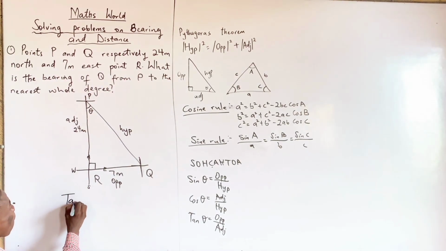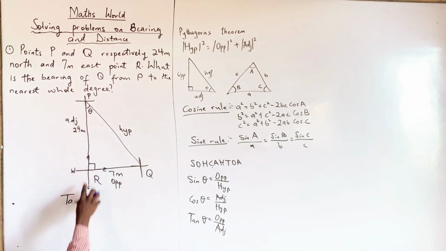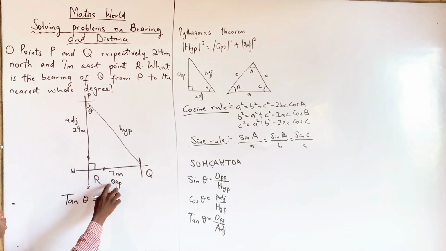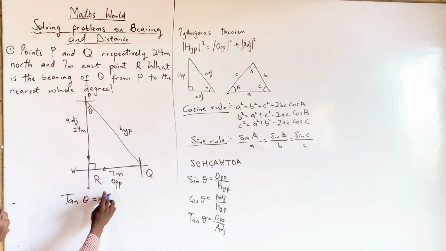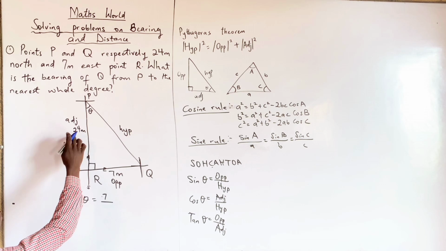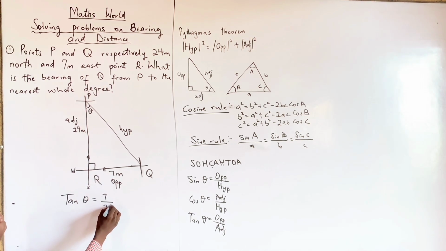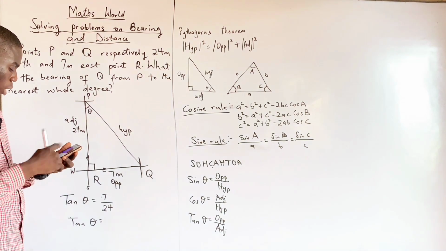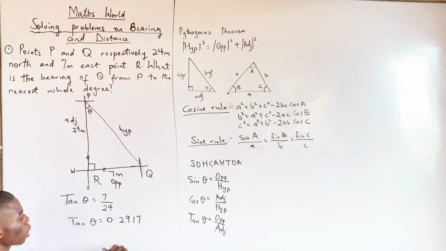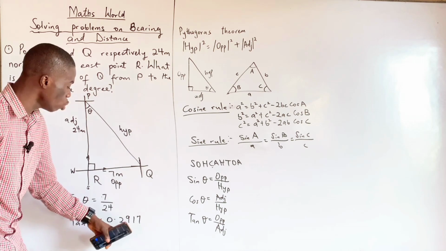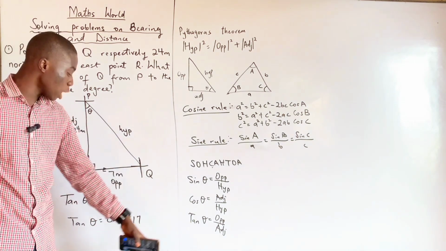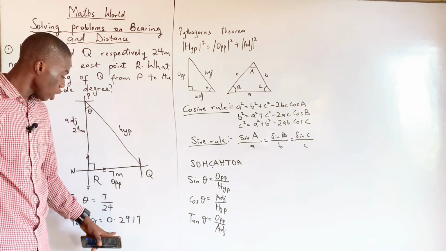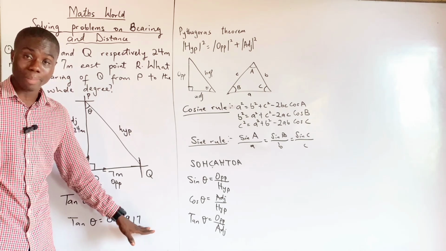Tan theta, remember they don't give us theta, it's theta we are looking for, equals opposite, which is our 7, over adjacent, which is what? Our 24 meters. And you will punch your calculator, you will now divide this 7 over 24. 7 over 24 on calculator is 0.2916666, and you approximate to, just make sure it is like 4 decimal places.